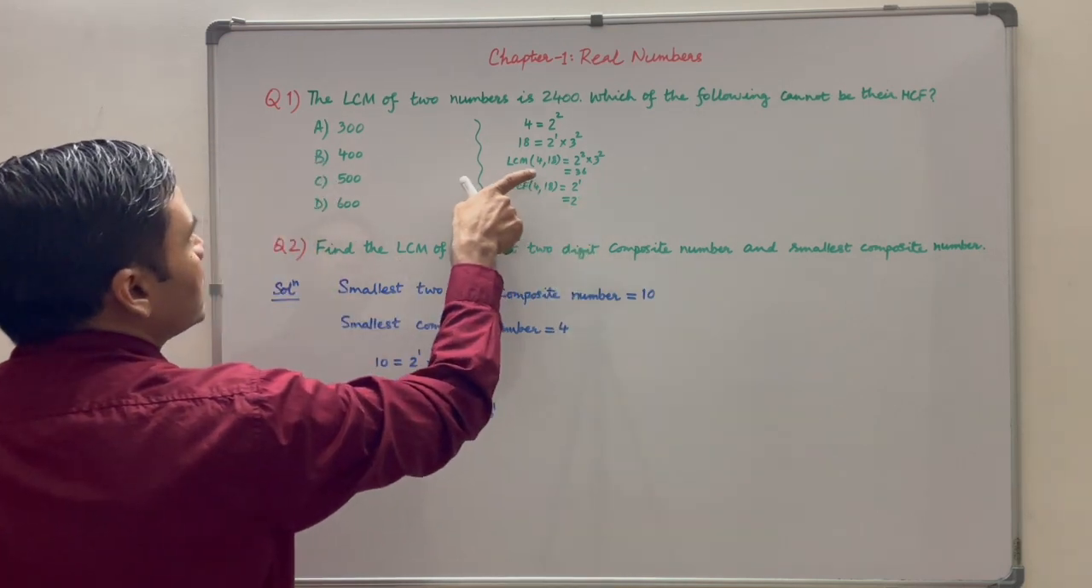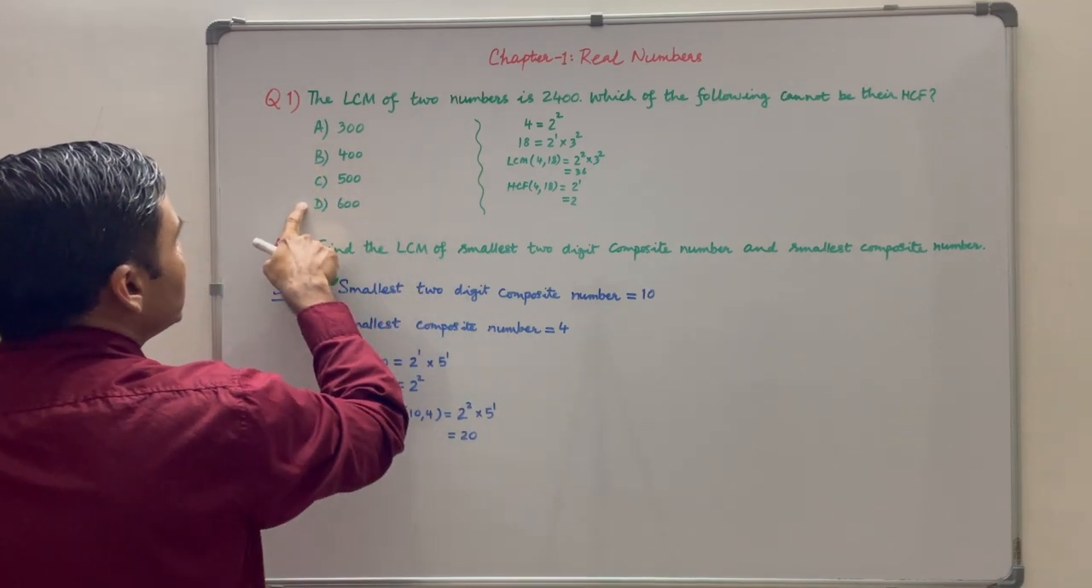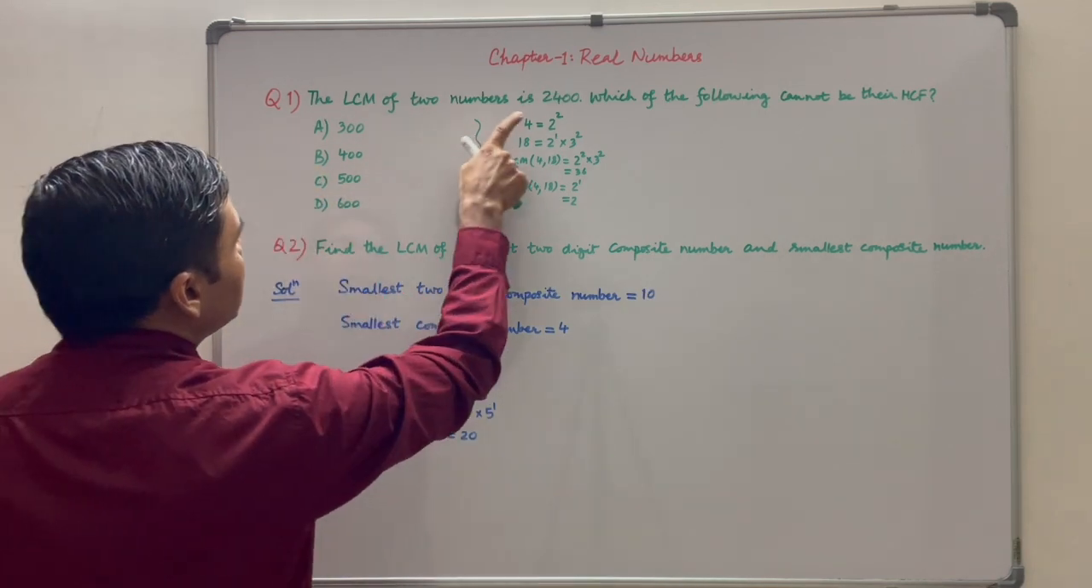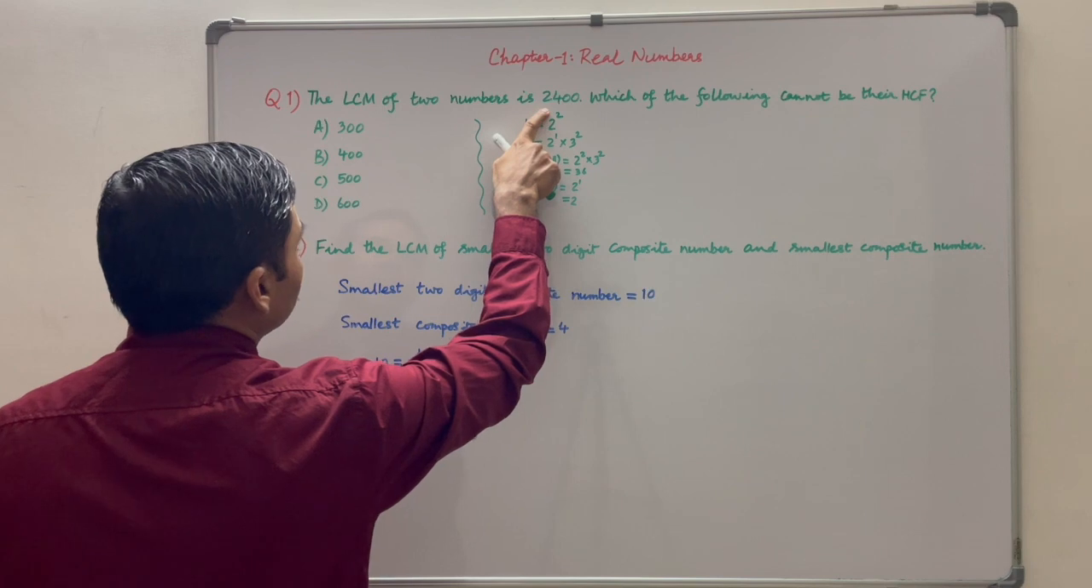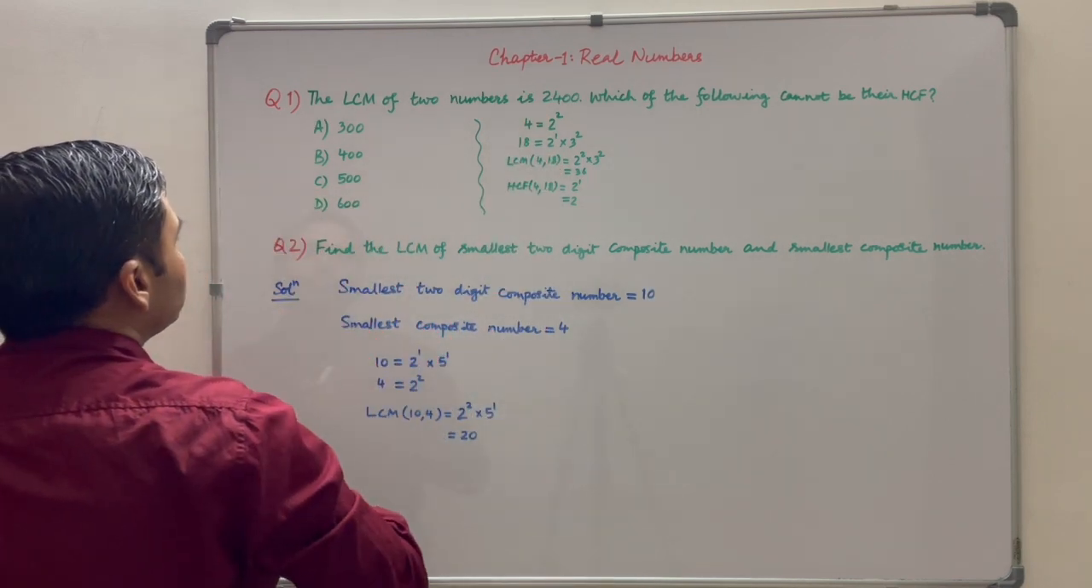So the same concept we will apply here. Out of these numbers, the number that cannot completely divide 2400 will be the answer. So the answer is C.